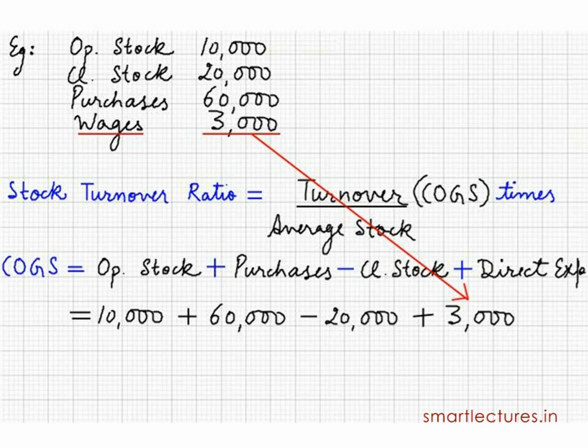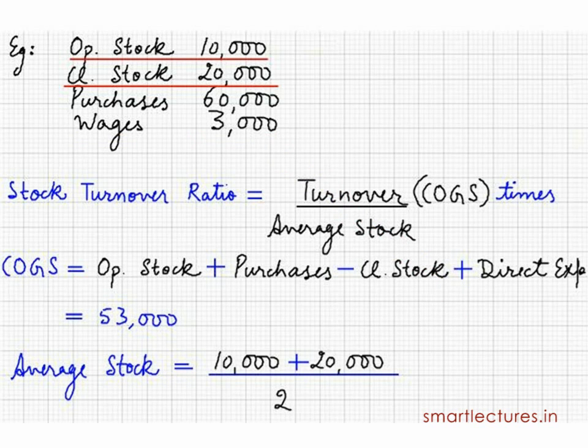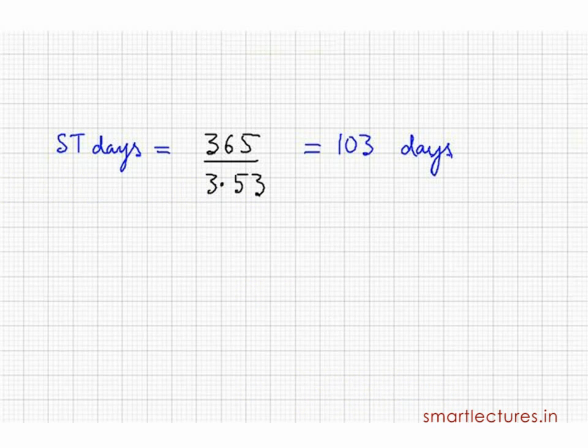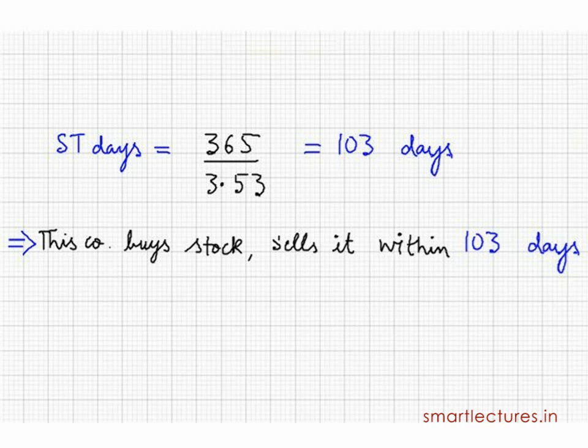It means 53,000, and the average stock will be 10,000 plus 20,000 upon 2. It means 53,000 upon 15,000, means 3.53 times. The stock turnover ratio of this company is 3.53 times. If you want to calculate the stock turnover ratio in days, that will be 365 upon 3.53, approximately 103 days. It means this company buys the goods, means stock, and sells the same stock within 103 days.